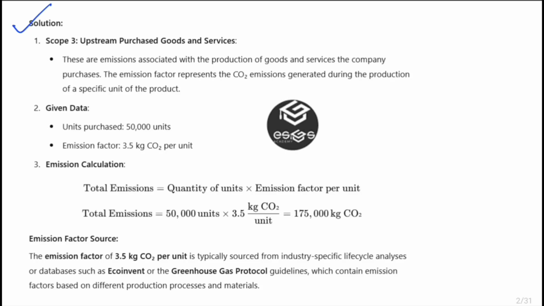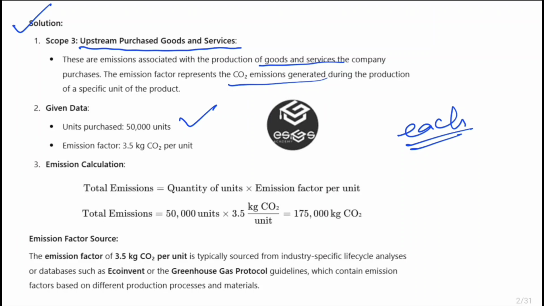We are talking about the category of upstream purchase goods and services. So what are these emissions? These emissions are associated with the production of goods and services of the company that are being purchased, and the emission factors represent CO2 emissions generated during the production of each specific unit of the product. So in the question it was given 50,000 units were purchased, okay, and the emission factor for each unit is 3.5 kg carbon dioxide.